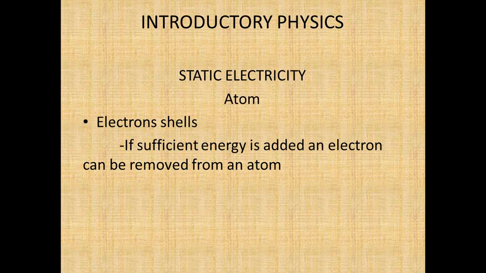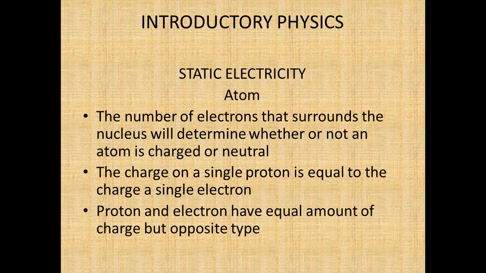Okay, the nucleus is relatively stable, and when we do quantum physics again, we're going to see what you can do to disturb the nucleus. But for right now, you can move the electrons. Okay, in different atoms and elements, you can move the electrons by just supplying sufficient energy. So the number of electrons that surround the nucleus will determine whether or not an atom is charged or neutral. Remember, we said that the nucleus is relatively stable. So the only thing you can move around is the electrons.